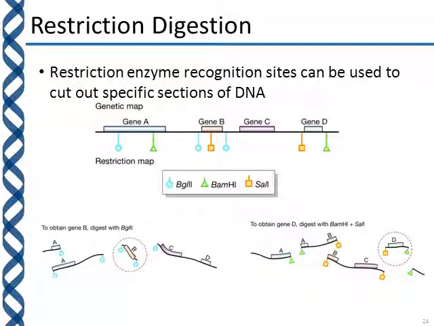In a similar fashion, if your goal was to isolate gene D, again, if you look at the intact piece of DNA, what you see is that on the 5' end, there is a site for SalI, and at the 3' end, there's a BamH1 site. So in this case, we'd have to use two different endonucleases. Again, that would yield 5 fragments, but one of those fragments would include the intact gene D.